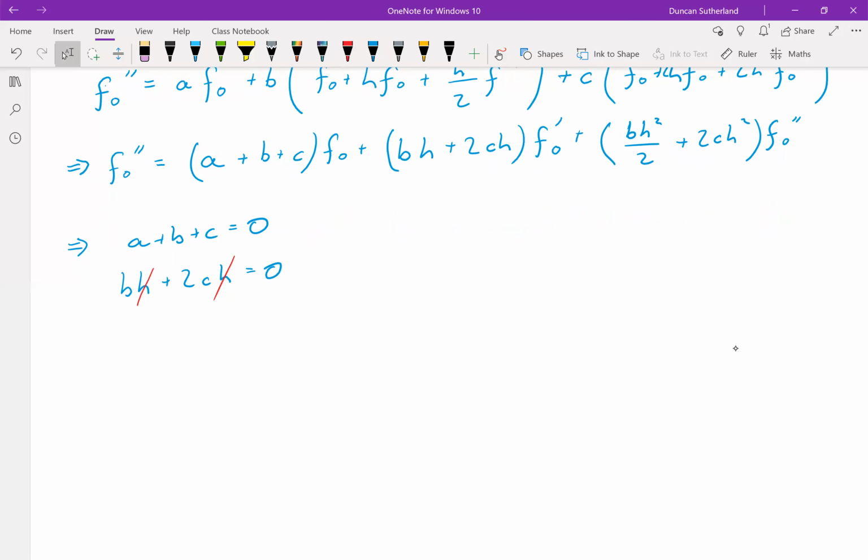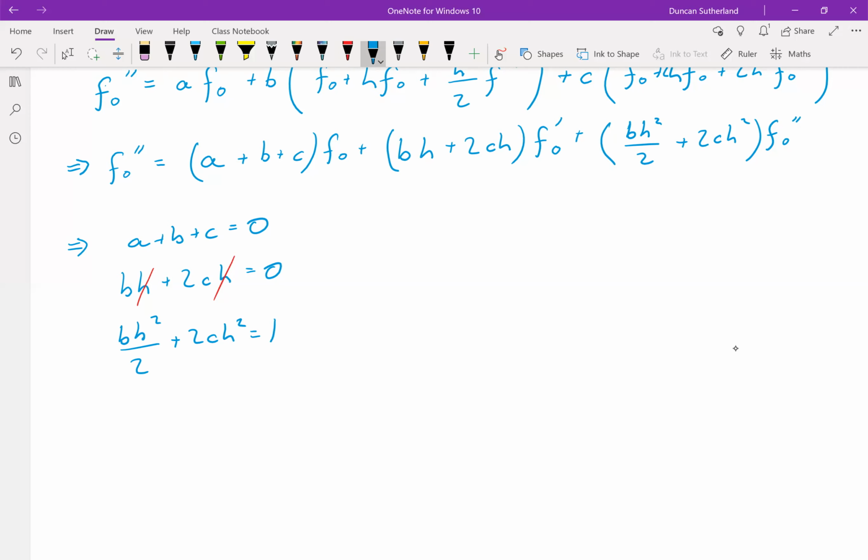Our final equation is one where we can equate the f double prime terms. We've got one f double prime on this side. We've got bh squared on 2 plus 2ch squared on this side. So we have, like so, the three equations for our three unknowns, a, b, and c, that we have to satisfy.